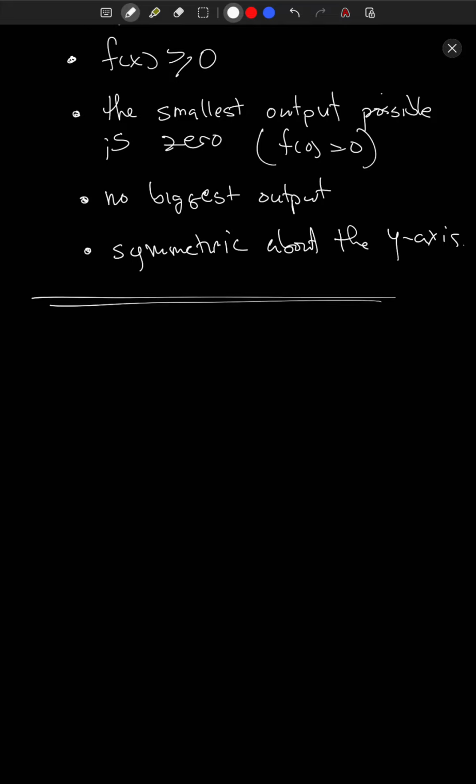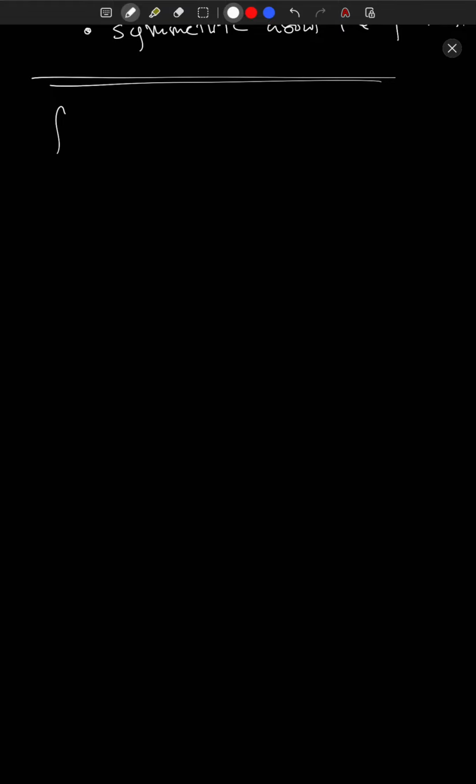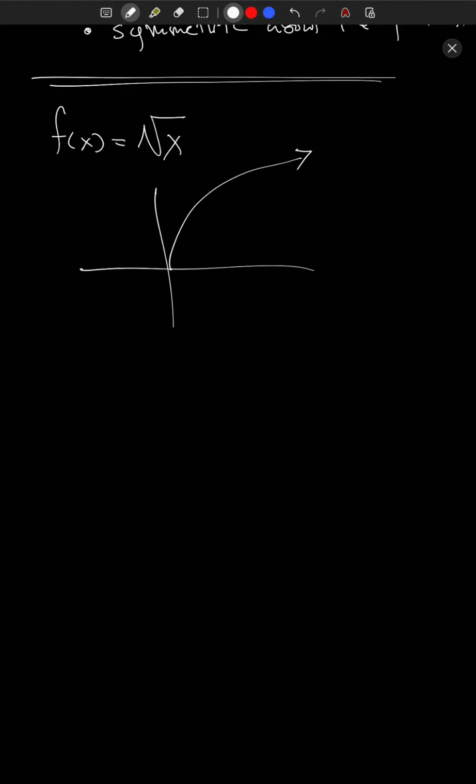All right, let's look at another one. F of x equals square root of x. So this guy looks like that, and it keeps going on and on forever. So this one is kind of interesting in that there's nothing on the left-hand side here. There's no portion of the graph.